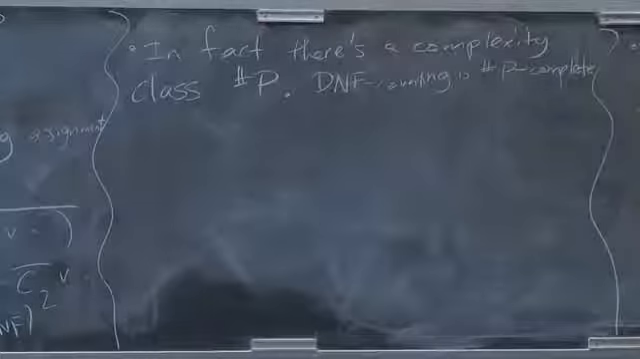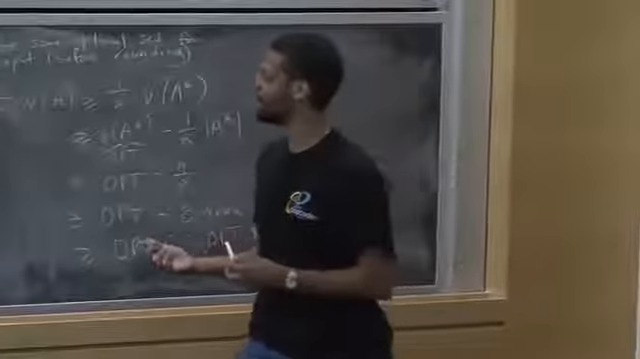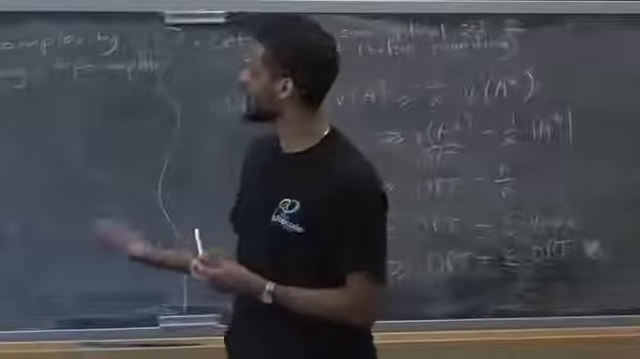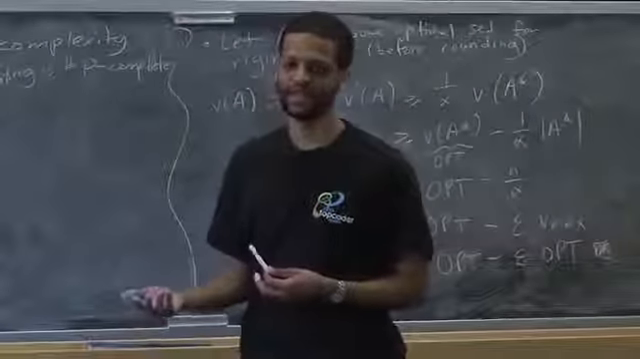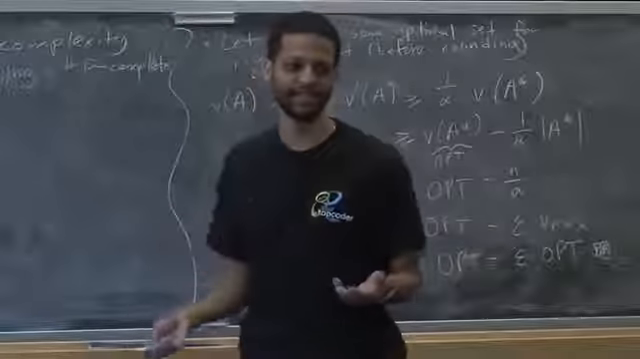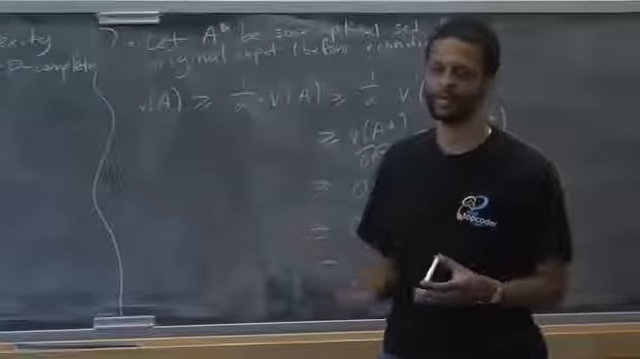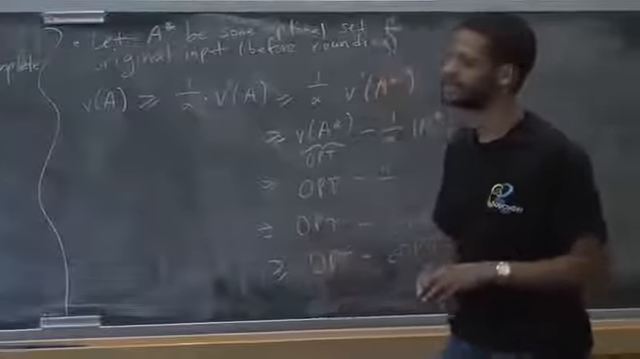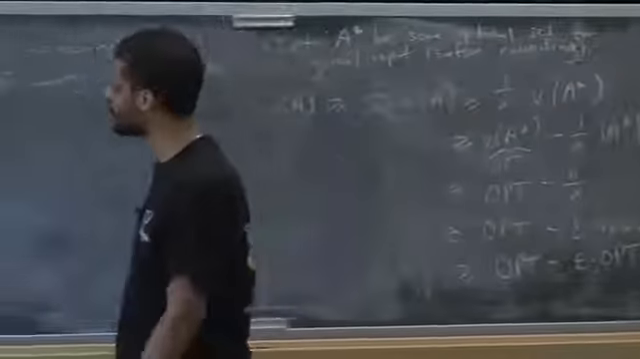But it's a class that contains NP, so for people who have taken some complexity course and have seen the formal definition of NP, NP is the class of problems where there's a witness that's verifiable in polynomial time. And in sharp P, you want to count the number of witnesses, basically. So it's an even harder problem than finding a witness. Okay, so this is a pretty hard problem.